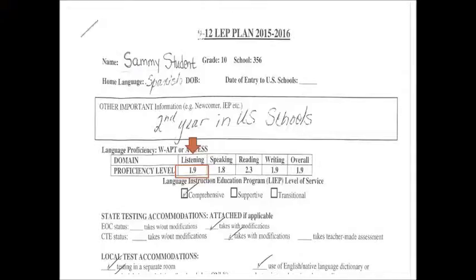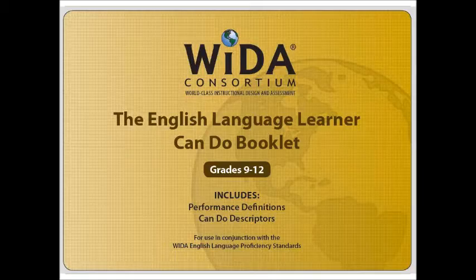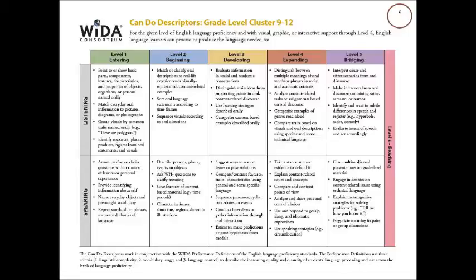Once a student has reached a level 4 or above, they should be able to do most of your classroom assignments in English without many modifications. Look at the sample LEP plan for Sammy's student. Sammy has a proficiency level of 1.9 in listening. That means his ability to hear and understand spoken English. Now, take out your WIDA Can-Do Descriptors worksheet. This will tell you what you can expect this student to be able to do in your classroom.